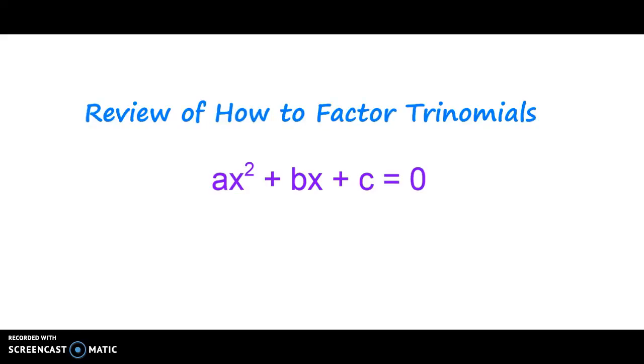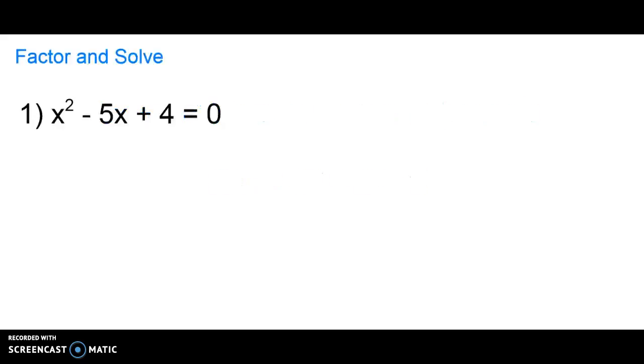Okay, so this video is going to be a review of how to factor trinomials. So notice we have the equal zero, we have the trinomial, we've been doing some things with factoring, and this is just a review of how you're going to go about the process. So let's consider this first trinomial, x squared minus 5x plus 4 equals 0.